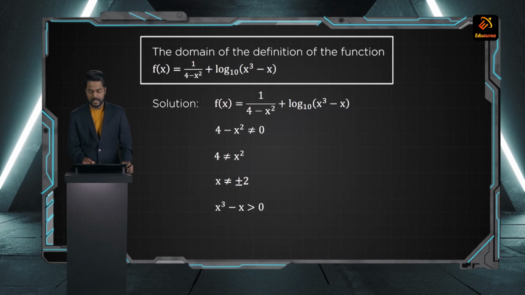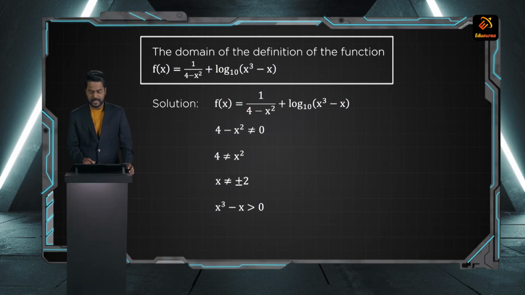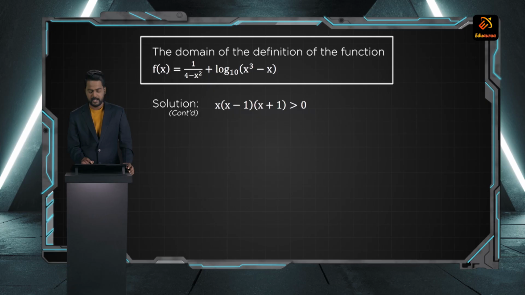So x cube minus x should be greater than 0, because a negative term cannot be inside a log. If I take x common, it will be x square minus 1 greater than 0. It will be x into x minus 1 into x plus 1 greater than 0. So the critical points will be 0, 1 and minus 1.